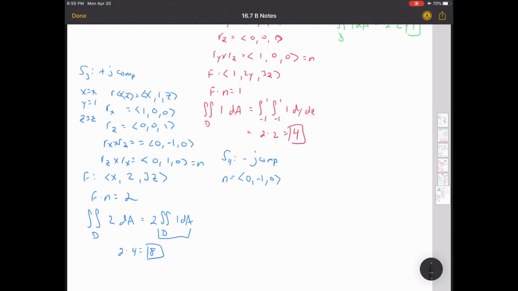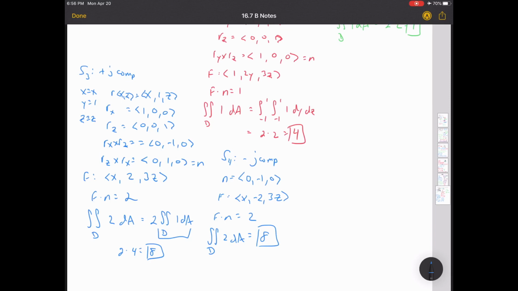So if we do f dotted with n, now remember in this case the only difference here now is that the y component is negative, so f is going to be x, -2, 3z. F dotted with n, that is going to give me 0 plus 2 plus 0, so we get 2. It's going to give us exactly the same thing. The integral of 2 dA, we just did that, is also going to be 8.